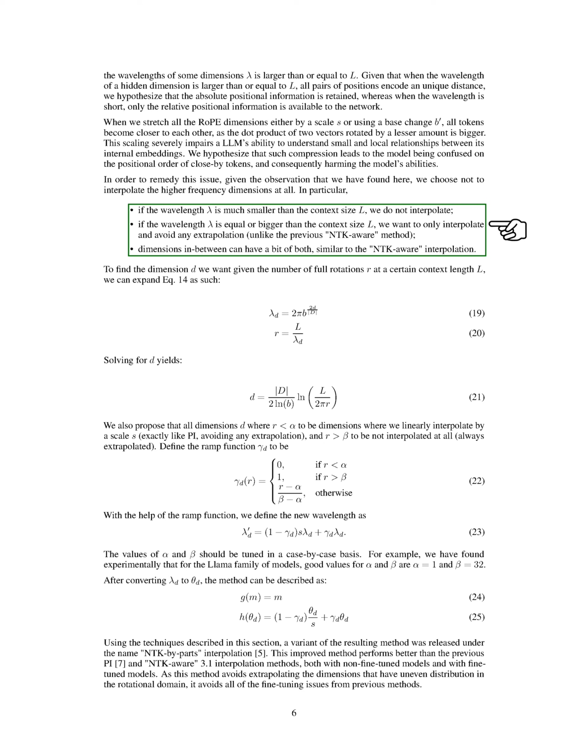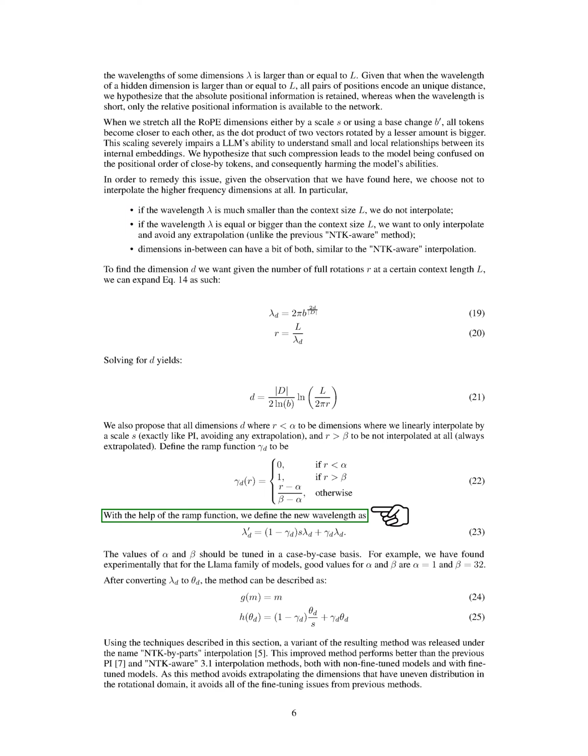We also suggest that all dimensions d where r is less than a certain value alpha should be dimensions where we linearly interpolate by a scale s, and r greater than a certain value beta should not be interpolated at all. We define the ramp function γ_d to be 0 if r is less than alpha, 1 if r is greater than beta, and (r − alpha) divided by (beta − alpha) otherwise. With the help of the ramp function, we define the new wavelength as the sum of (1 − γ_d) times s times the original wavelength, and γ_d times the original wavelength. The values of alpha and beta should be adjusted on a case-by-case basis.